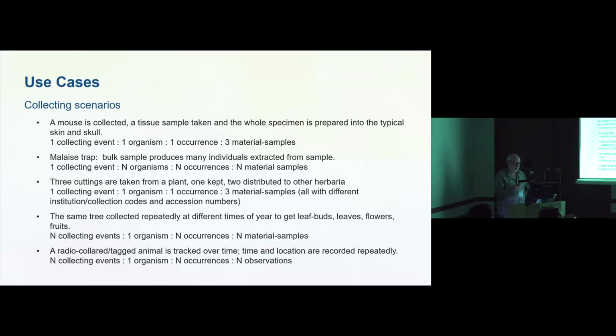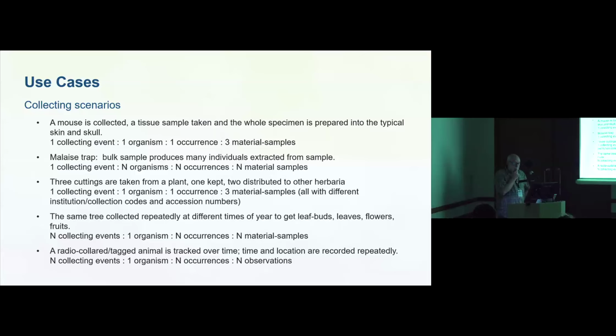Then we get a series of the one-to-many cases, where many specimens are produced in collecting events, like a malaise trap, or in botany, where people might take 3 cuttings from a plant and distribute them to 3 different institutions. The identifiers on all of that, those collecting events, need to be maintained as they tie them together as they get cataloged later.